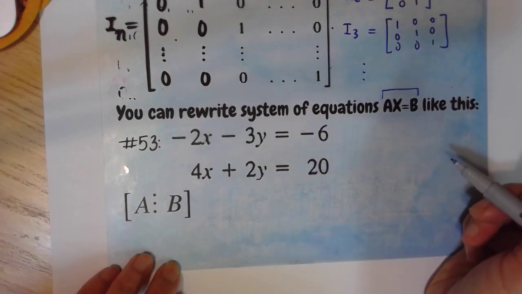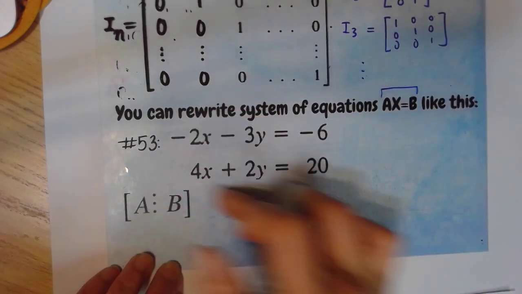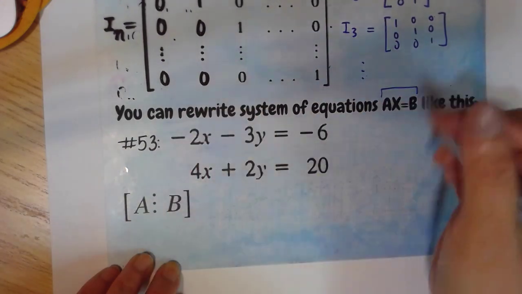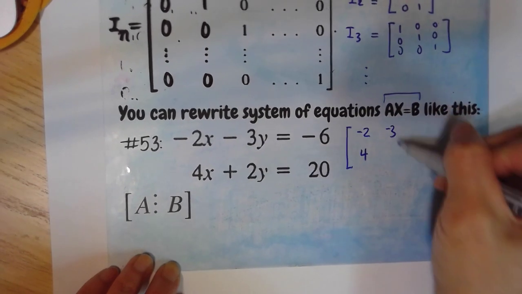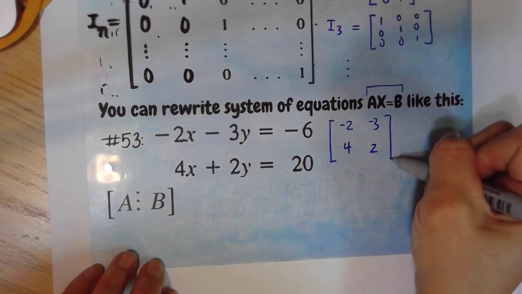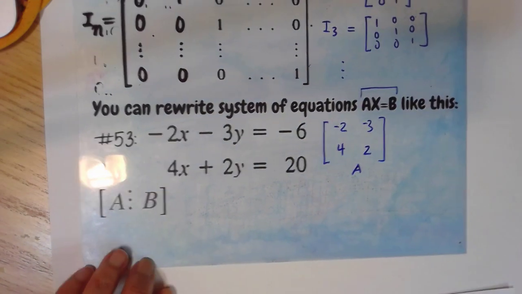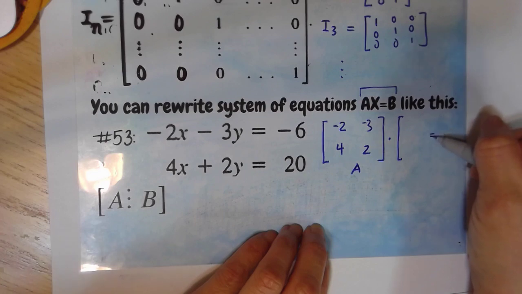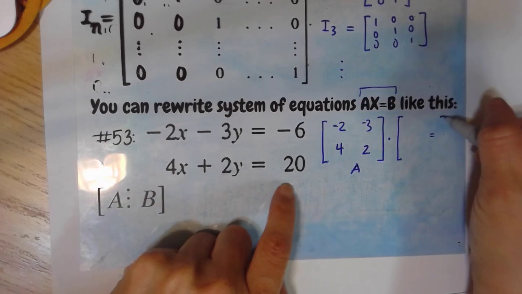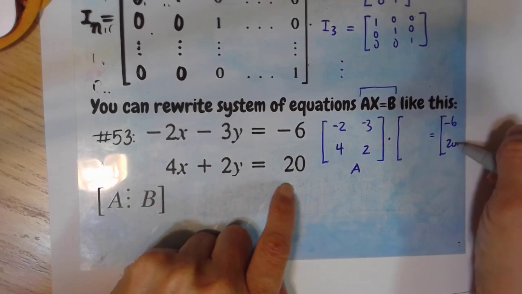You remember the coefficient matrix? We're going to take the coefficients of this linear system. That's negative 2, 4, negative 3, 2. And that's actually your A matrix. Now, I'm going to surprise you with the X matrix later. But what about the B matrix? The B matrix is actually the constants, negative 6, 20.